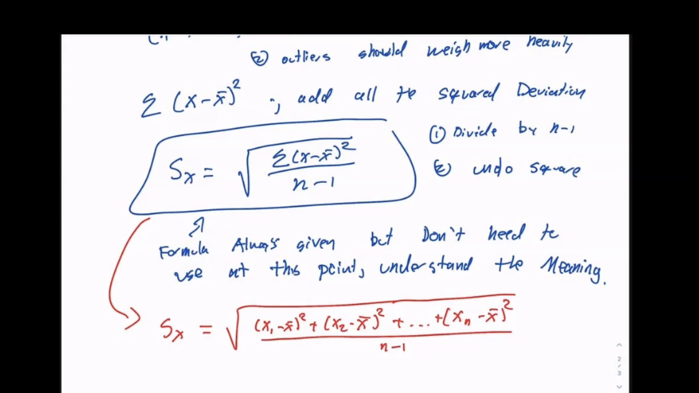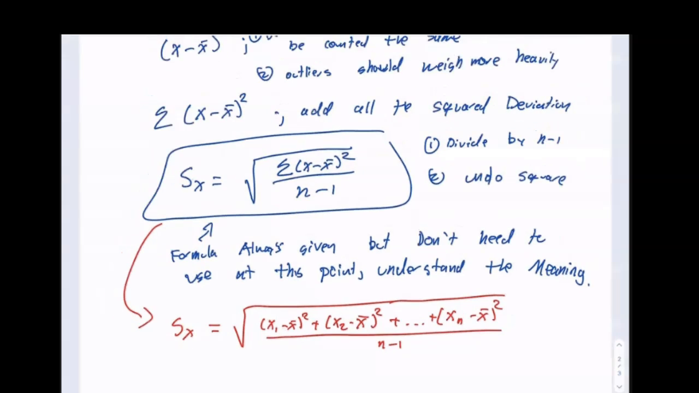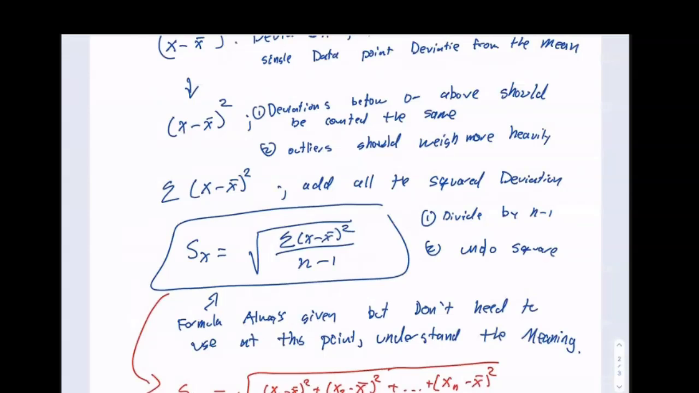Please do not get intimidated by this formula. You do not need to use this formula. I need you to understand some of these concepts right here. We're talking about deviations from the mean. We're talking about average deviations from the mean. And as such, we need to square the values, so negatives and positives, below the mean and above the mean, will come in the same in the calculation.